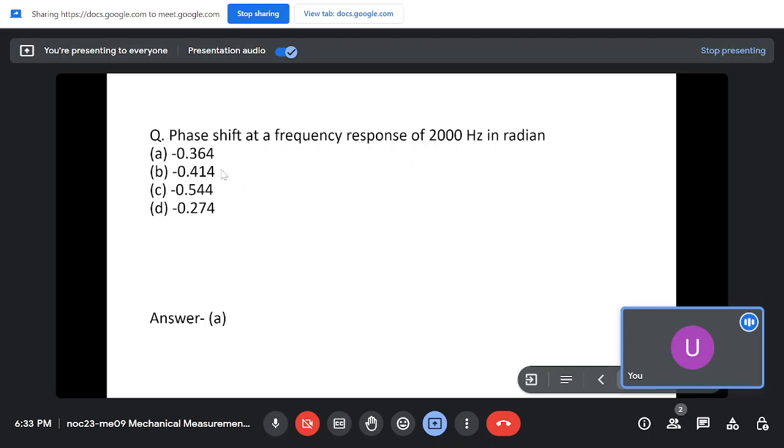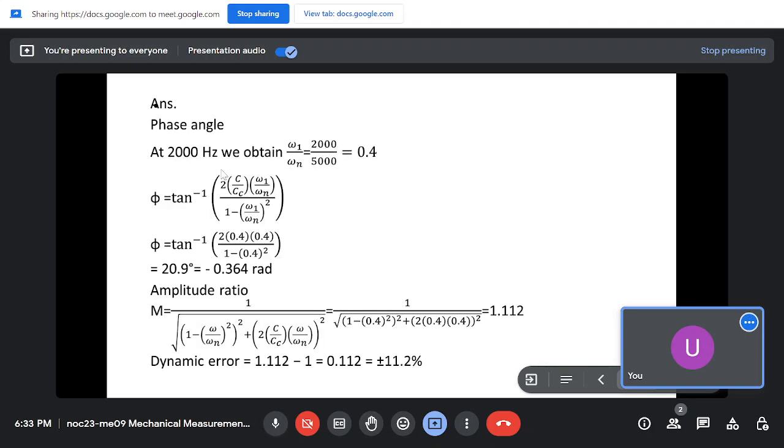This is option A. So moving on, we calculate the amplitude ratio. The expression is root over 1 minus omega by omega n the whole squared, plus 2 into damping ratio into frequency ratio the whole squared. From there we know all the values. The frequency ratio is 0.4, and the damping ratio is also 0.4. We substitute both values in the expression, and we'll get 1.112.